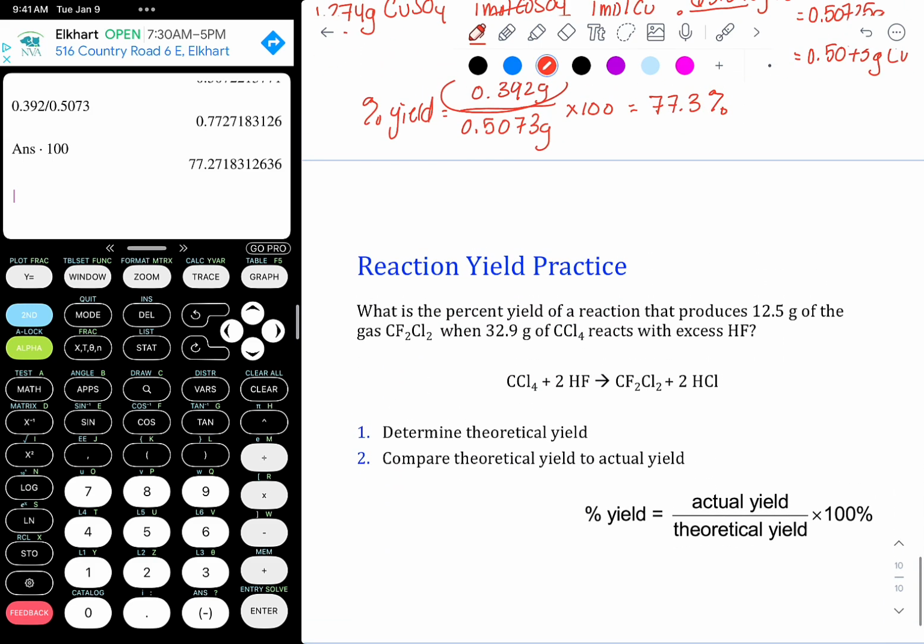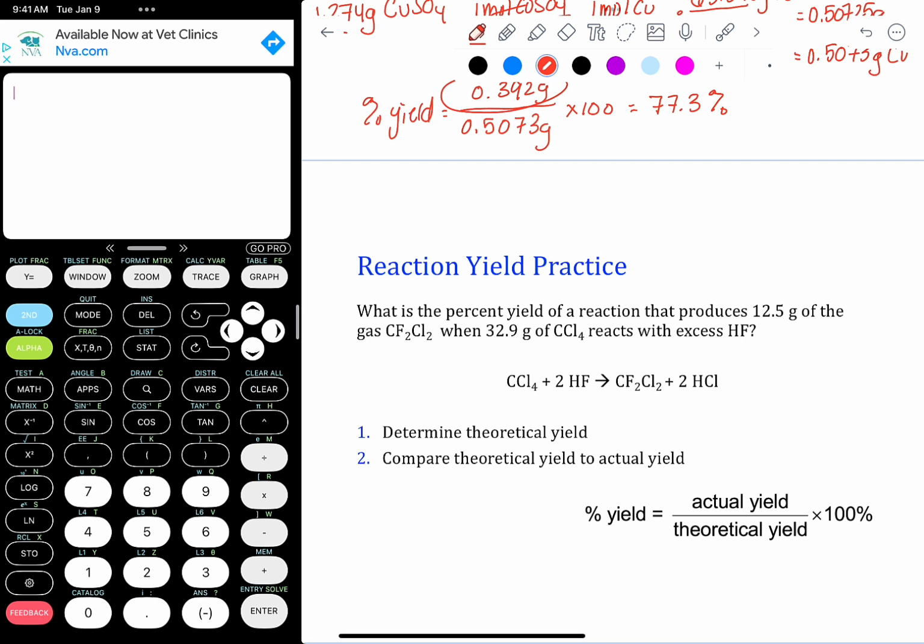So our last problem is another percent yield problem. So take a second, pause the video, look at what this problem is asking you to do. We want to find the percent yield of this reaction. I give you the balanced reaction. So you first want to determine the theoretical yield for this reaction and then use that to calculate the percent yield of this reaction.